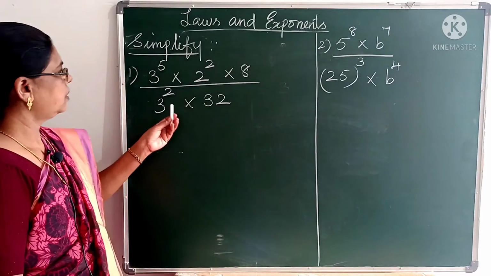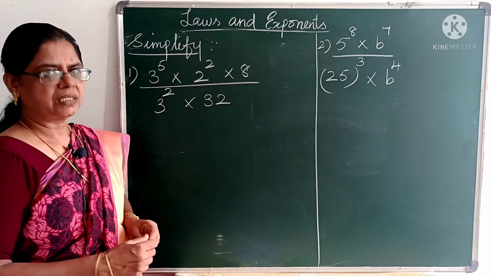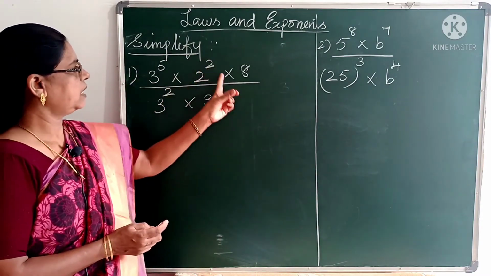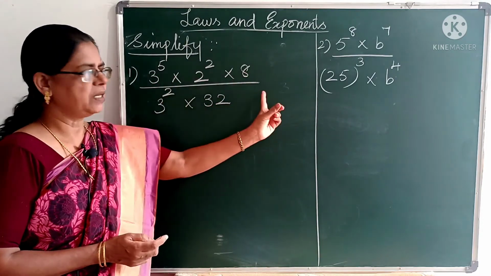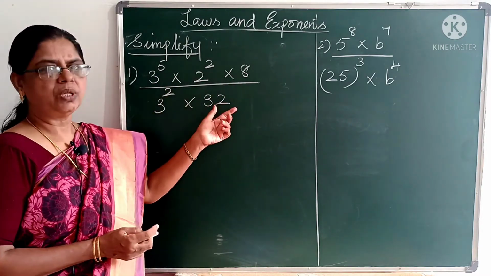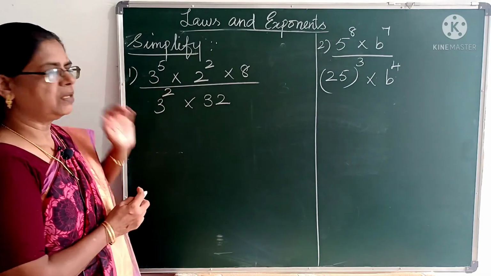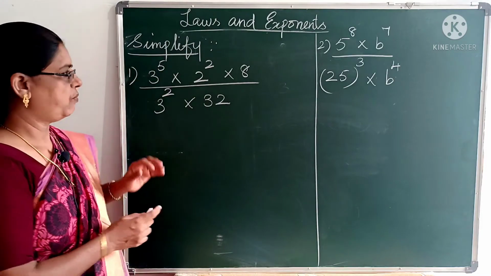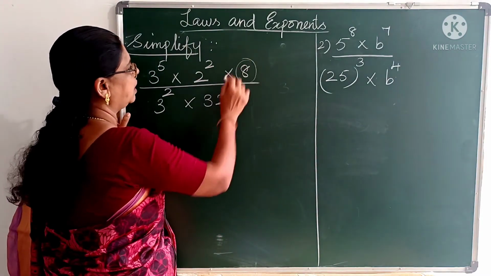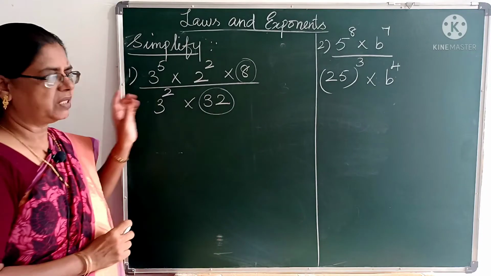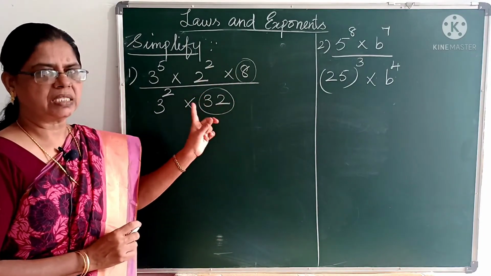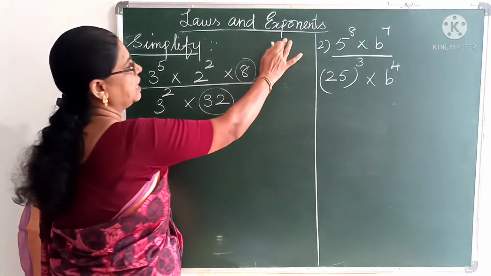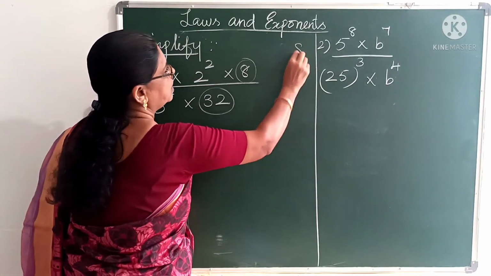Now we will learn how to simplify the sums. 3 power 5 into 2 square into 8 divided by 3 square into 32. If you observe this sum, some numbers are in exponential form, but some numbers are not in exponential form. 8 and 32 are not in exponential form. So we are going to factorize the numbers and change it into exponential form.